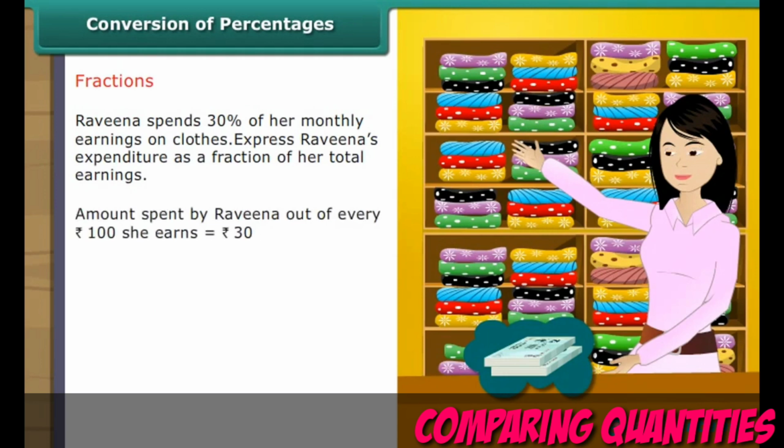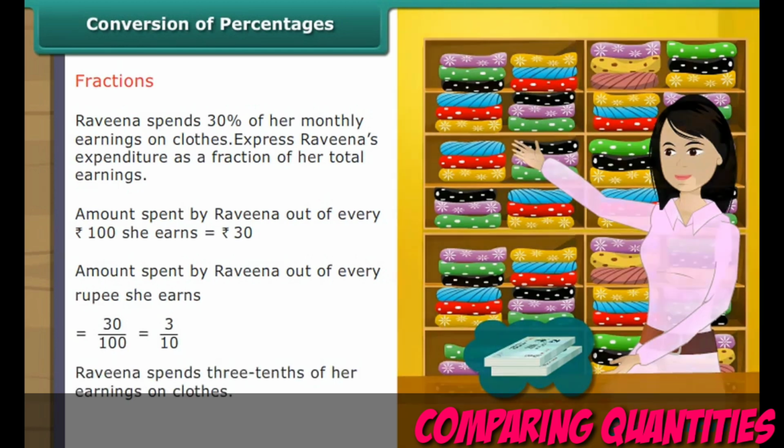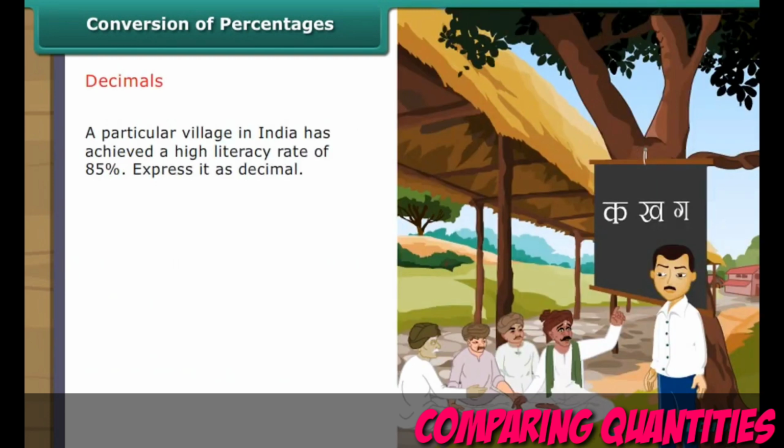Amount spent by Ravina out of every rupees 100 she earns is rupees 30. Amount spent by Ravina out of every rupee she earns is equal to 30 upon 100, which equals 3 upon 10. Ravina spends 3/10 of her earnings on clothes. Decimals. A particular village in India has achieved a high literacy rate of 85%. Express it as decimal. Out of every 100 villagers, 85 are literate.